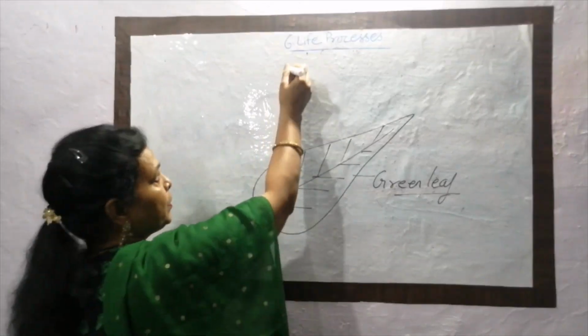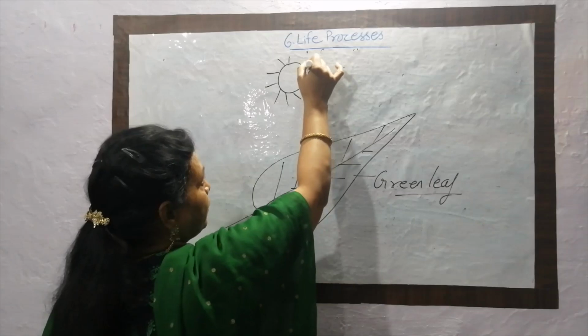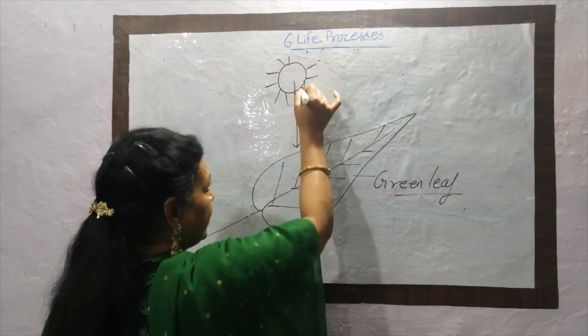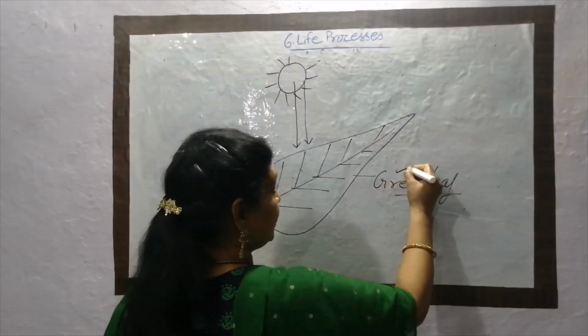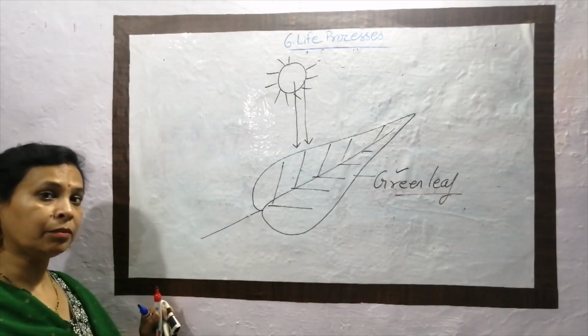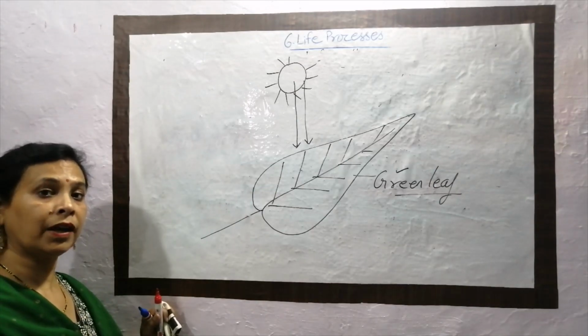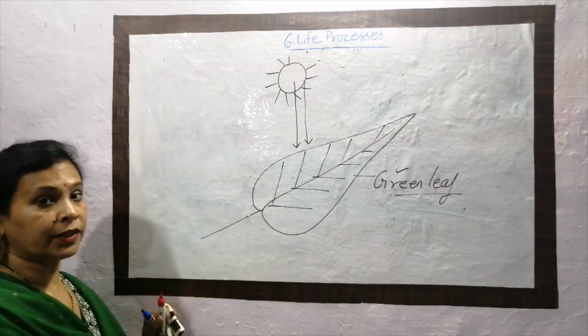Sun is present somewhere in the atmosphere. This sunlight is directly trapped on the leaf. The leaf is green in color, and this green color absorbs the sunlight in the leaf. Green color means chlorophyll. What is the work of chlorophyll? To absorb this light. So chlorophyll absorbs this light.